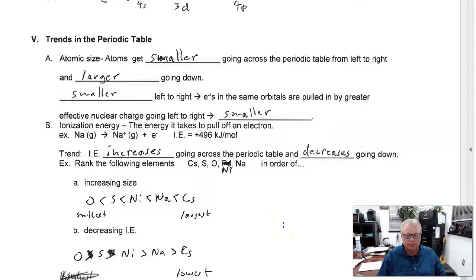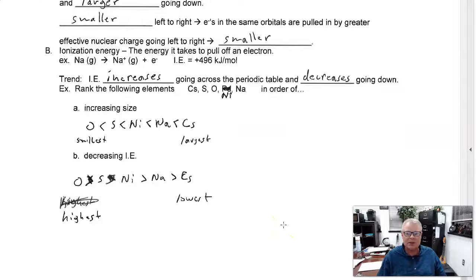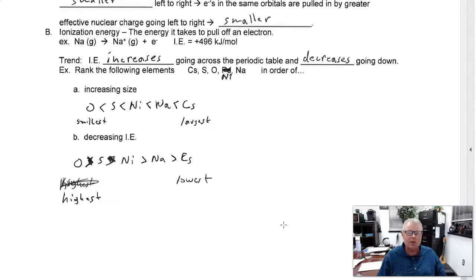ionization energy. Ionization energy is the energy it takes to pull off an electron. So if I had an atom and I wanted to just kind of pluck one of those electrons off, how much energy would it take to do that? The electron that gets pulled off is usually the outer electron, because the outer electron is the one that's least tightly held. It's the one that's furthest from the nucleus.